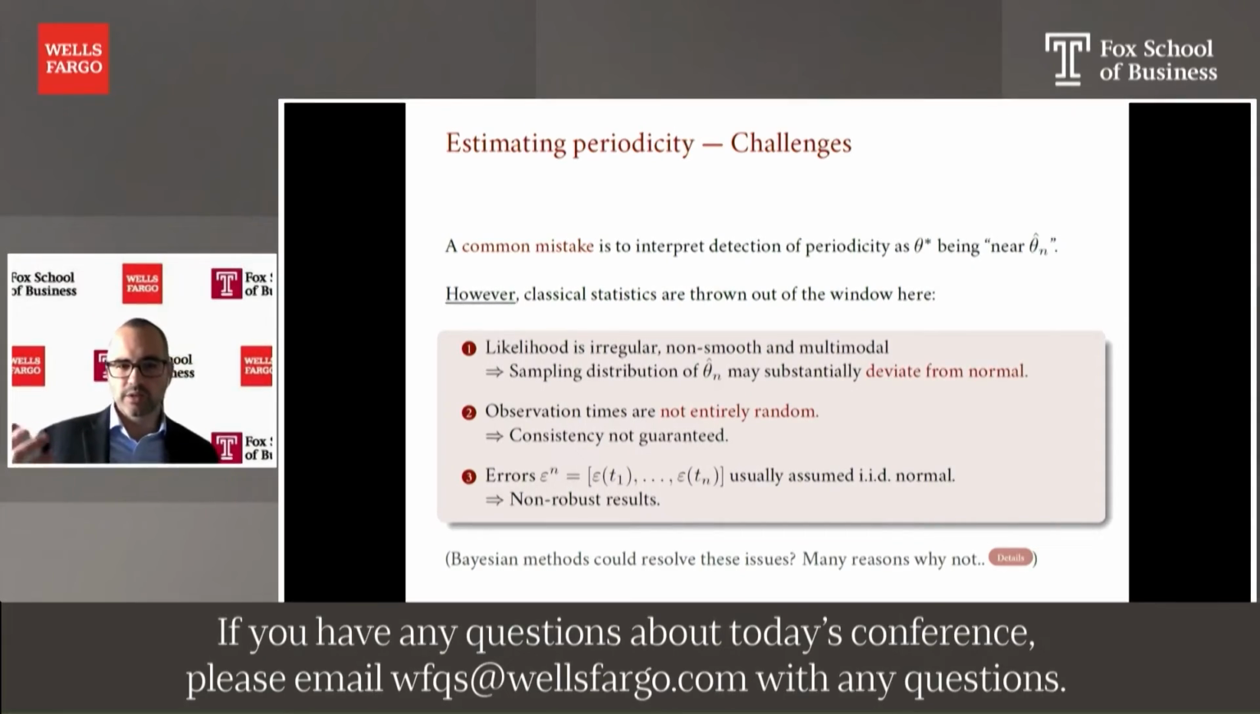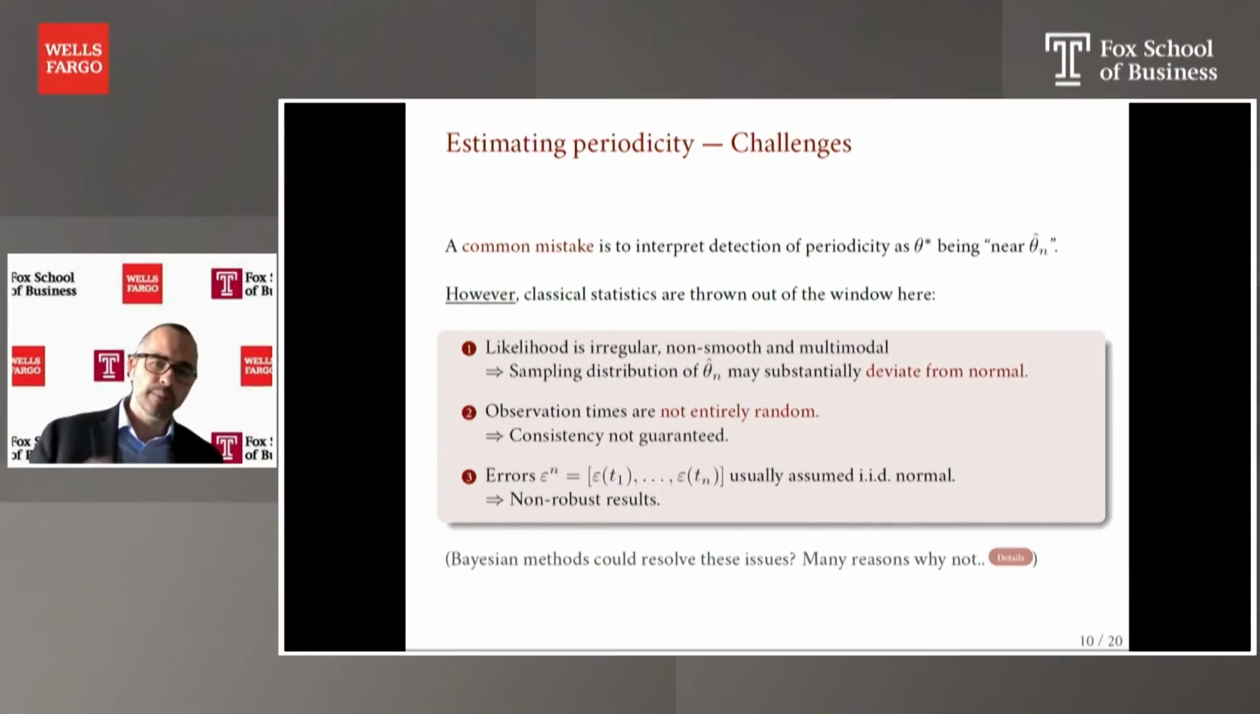And that's because the consistency assumptions are not necessarily met. So here specifically, we have three problems. One is that, as I mentioned before, the likelihood is irregular, non-smooth, and multimodal. And so we cannot assume that the sampling distribution of that peak is going to be around the truth, or normal, or even continuous. It can be some very weird shape, a mixture, anything. So all of the standard statistical assumptions are thrown out of the window.